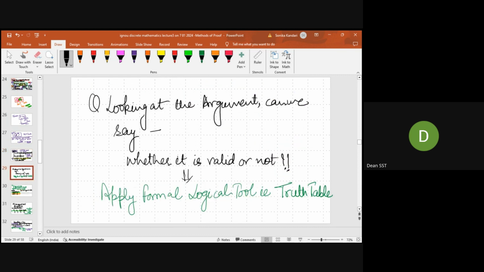Okay. Now, looking at argument. What is an argument? Any one of you, what is an argument?